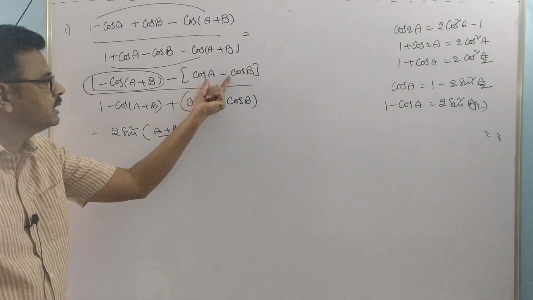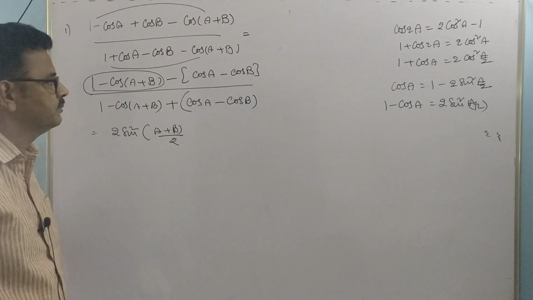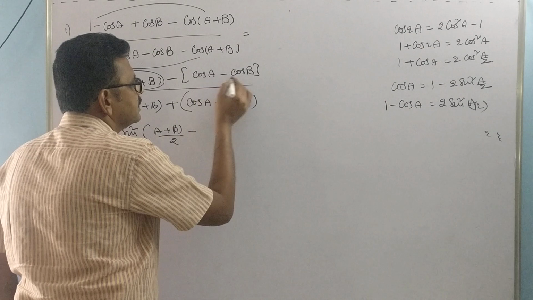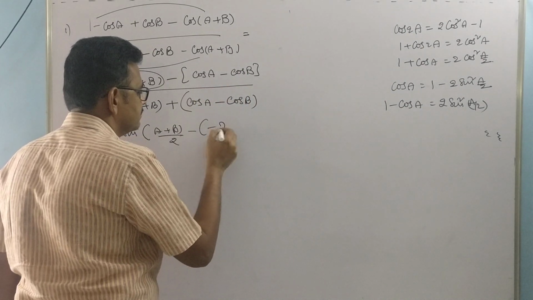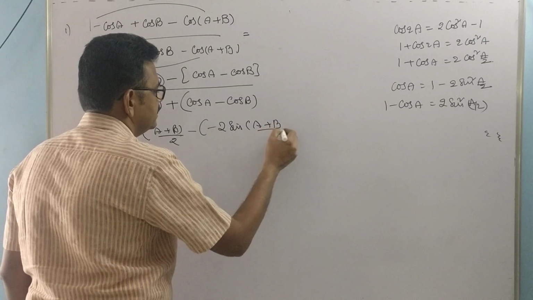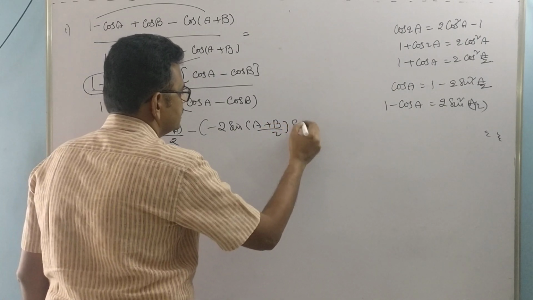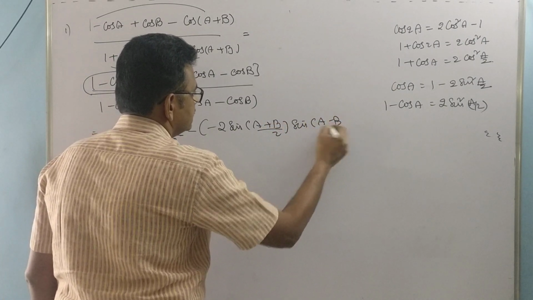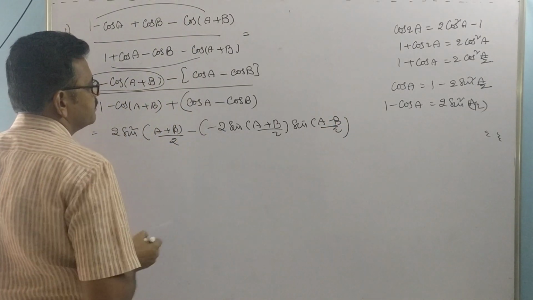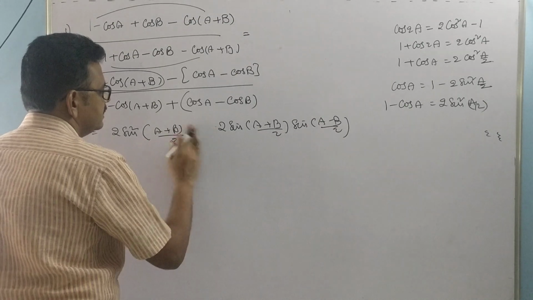And this is the cos C − cos D form. What about cos C − cos D? That is −2 sin((C + D)/2) into sin((C − D)/2), so here it is −2 sin((A + B)/2) into sin((A − B)/2). Minus of minus becomes plus, I can write it directly here.